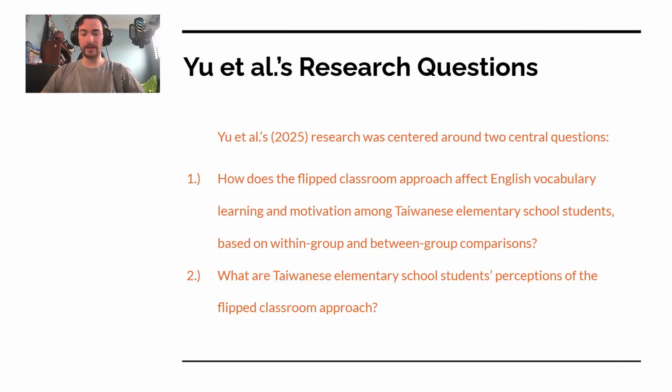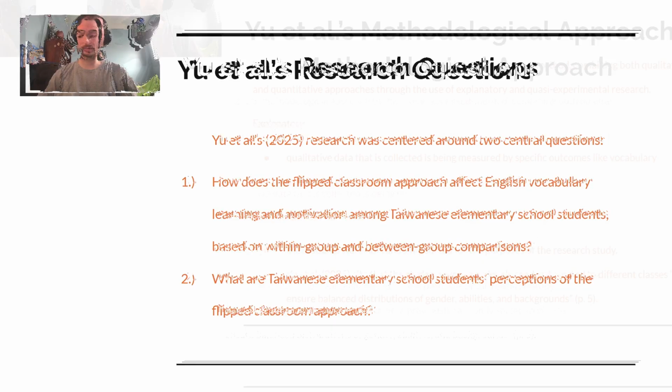The study was guided by two main research questions. 1. How does the flipped classroom approach affect English vocabulary learning and motivation among Taiwanese elementary school students based on within-group and between-group comparisons? And 2. What are Taiwanese elementary school students' perceptions of the flipped classroom approach?